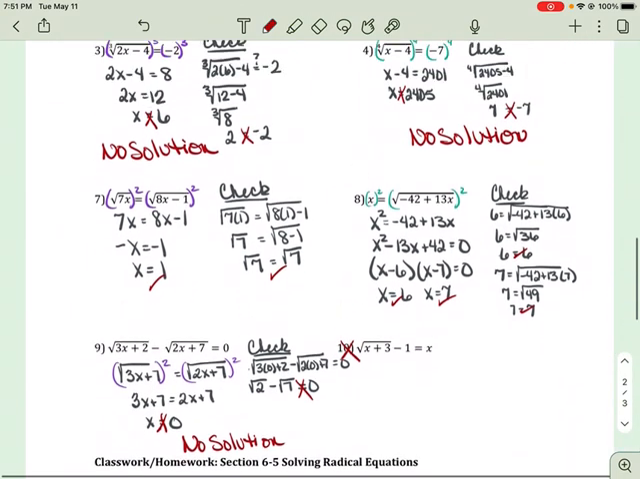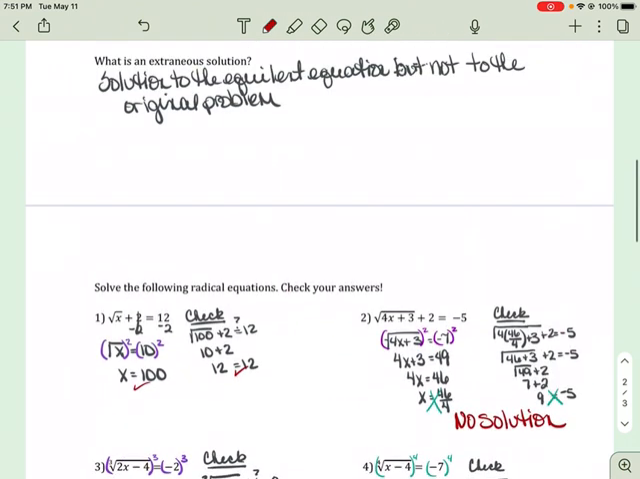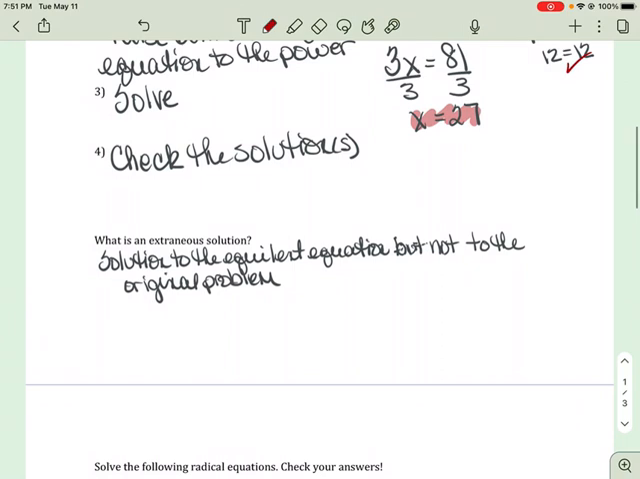All right. Let me know if you have any questions, guys. That's it. That's all there is to it. So isolate your radical, solve, okay, square, cube, or to the 4th, whatever you need to, whatever the root is, that's the power you're going to do. Once you do that, the radical goes away. Solve for your variable. Check your solution.